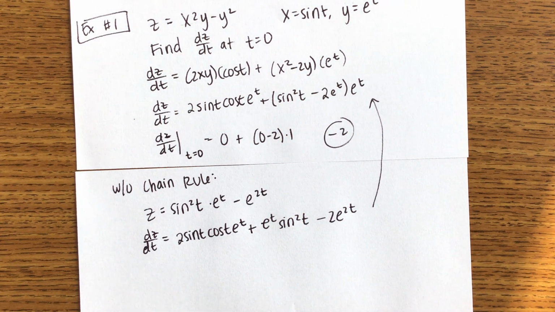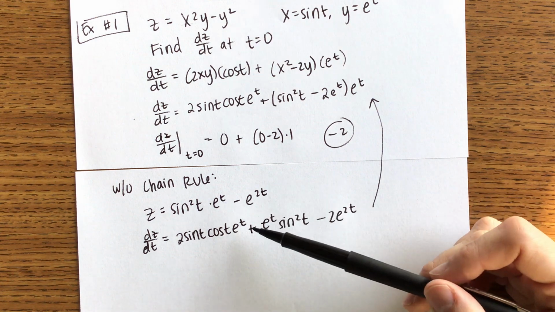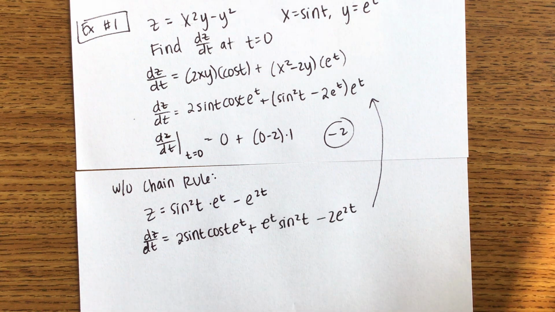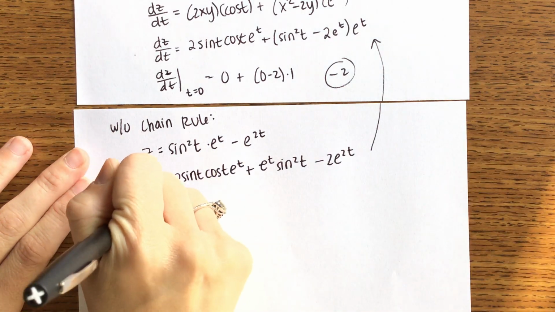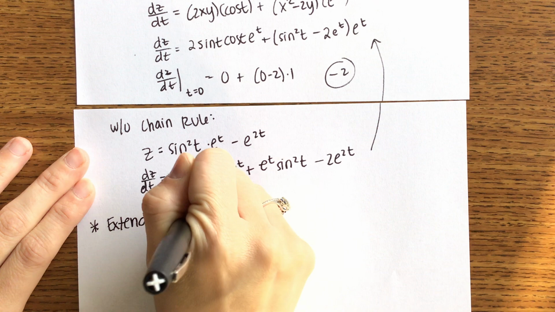So I would say in this case it's a little bit easier to not use the chain rule, but you still need to know this idea because there's going to be other problems where it is significantly easier to use the chain rule. Okay, questions so far? Okay. So the chain rule is going to extend to any number of variables.